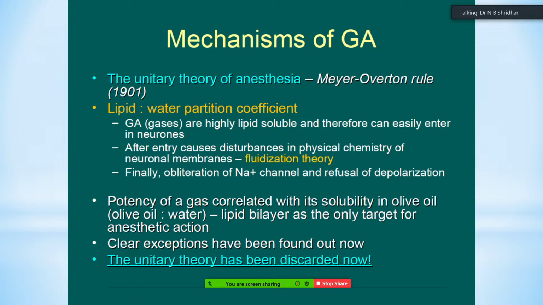So this is about the concentrations and certain terminologies of anesthesia. Coming to the mechanism of general anesthesia, the Meyer-Overton rule is a unitary theory of anesthesia. This is a very specific rule, always a frequently asked question. What is the Meyer-Overton rule? Here the lipid-water partition coefficient is important. The gases are highly lipid soluble, therefore they can easily enter the neurons after crossing the blood-brain barrier.